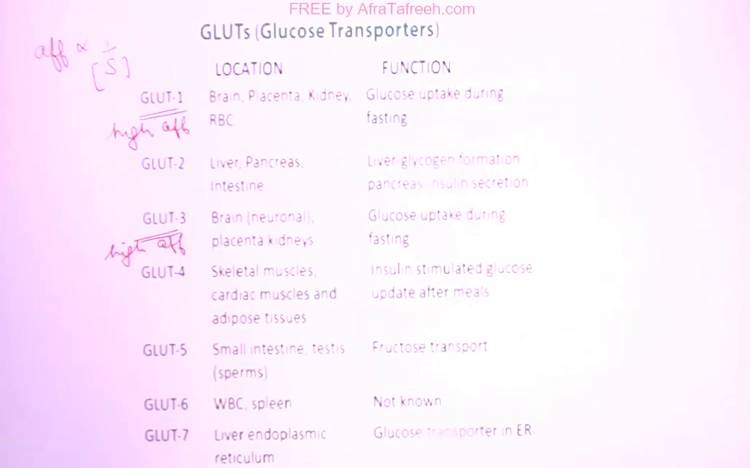They are present on those cells of the body which always need glucose. Be it fasting or fed state, these cells always require glucose. That is brain, RBC. If the baby is there, then placenta. Also in kidneys for reabsorption, right? So see the location. GLUT1 is present in brain, placenta, kidneys, also in RBCs. But GLUT3, brain, placenta, kidneys.